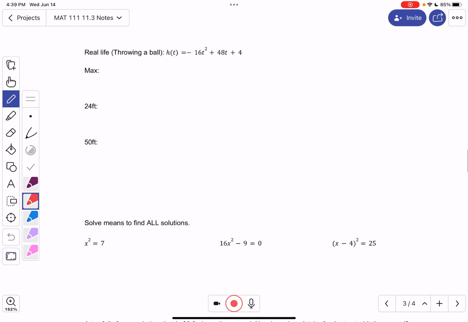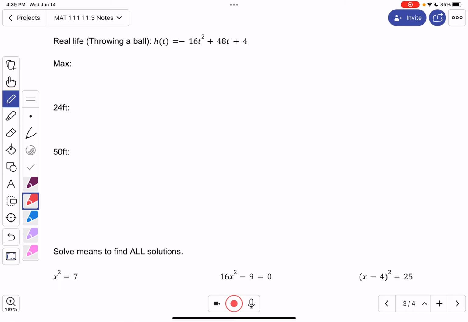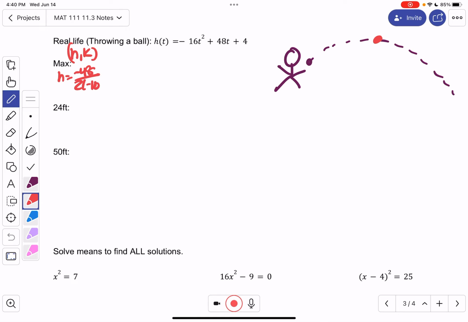All right, real life. So if we're throwing a ball, we're standing here. Here's somebody. Here's the ball. When you throw it, it goes up and comes back down. So our maximum is going to be the vertex. To find the vertex, we do h comma k. So opposite of b over 2a.